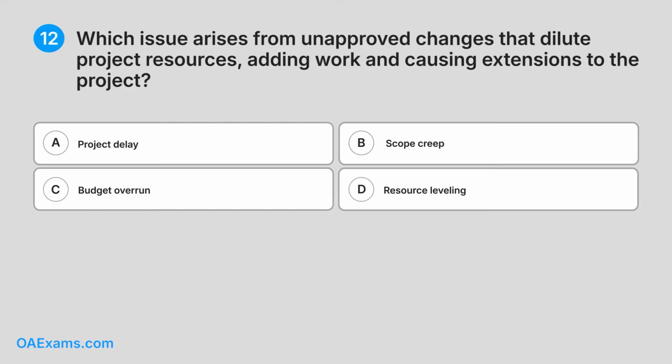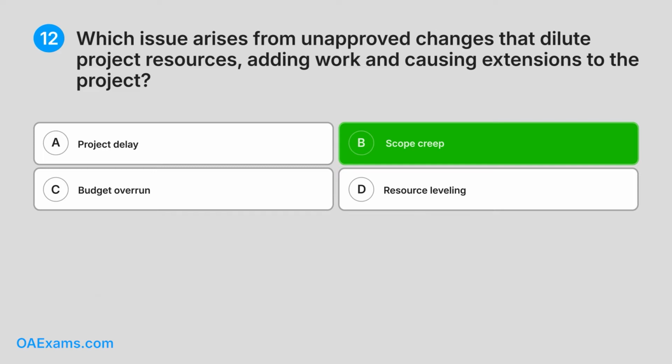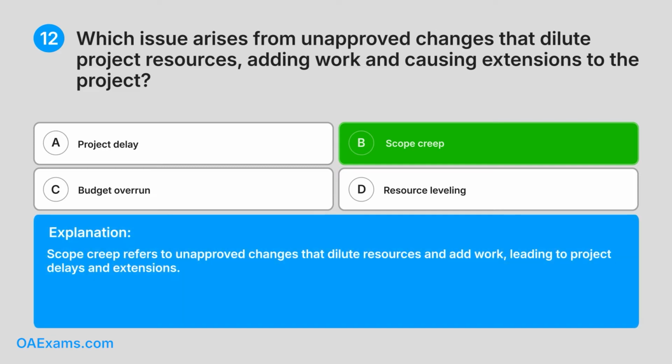Correct answer: B. Scope creep. Explanation: Scope creep refers to unapproved changes that dilute resources and add work, leading to project delays and extensions.